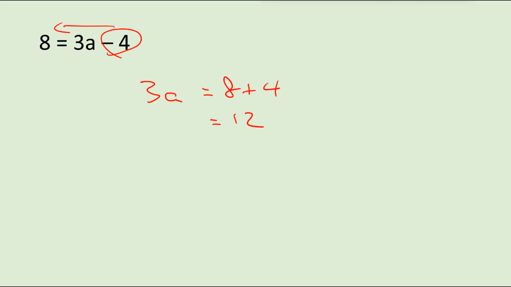So 3a equals 12. Let's get rid of that times 3. Remember, 3a is 3 multiplied by a. So let's get rid of that times 3. Throw the 3 on the other side. It will become divided by 3. So a equals 12 divided by 3, which equals 4. A equals 4.